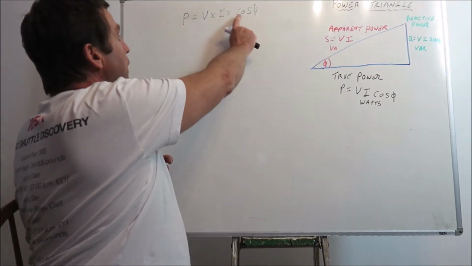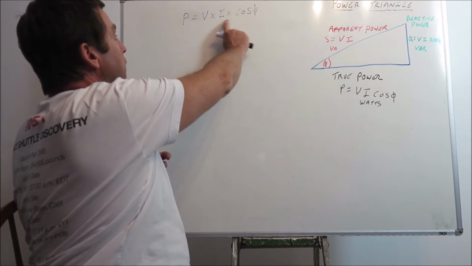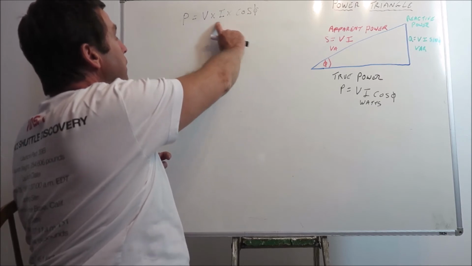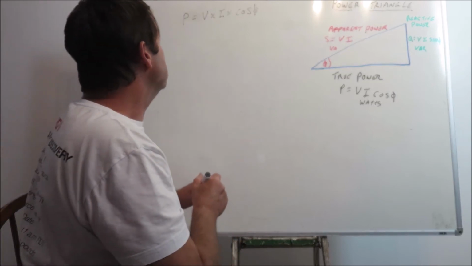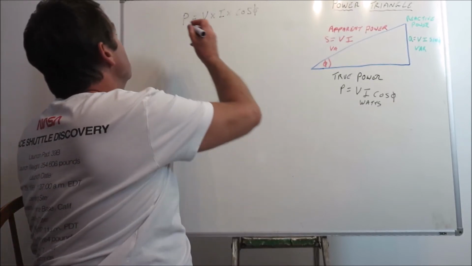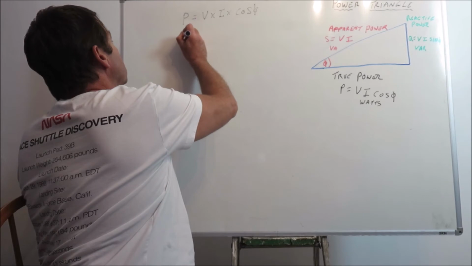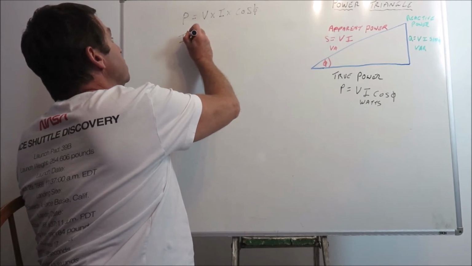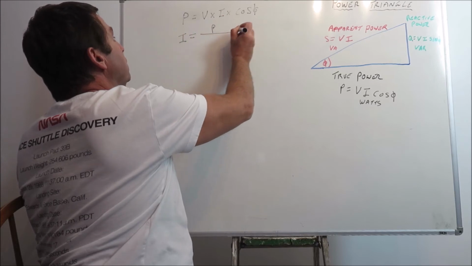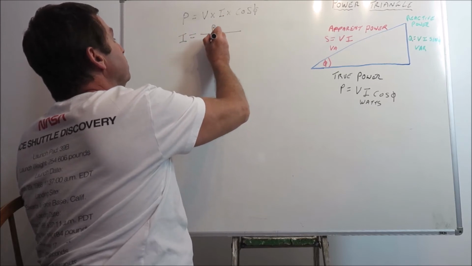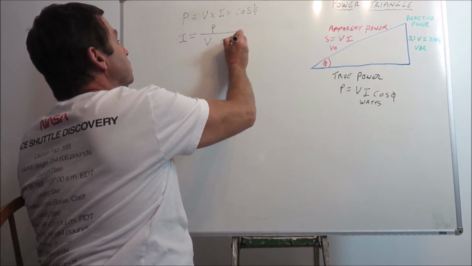So first of all, if we wanted to calculate the current, we have to transpose the formula. Now voltage and cos phi are held to the current by multiplication signs. So what we need to do is divide both sides by these, which will give us I, current, is equal to power divided by V cos phi.